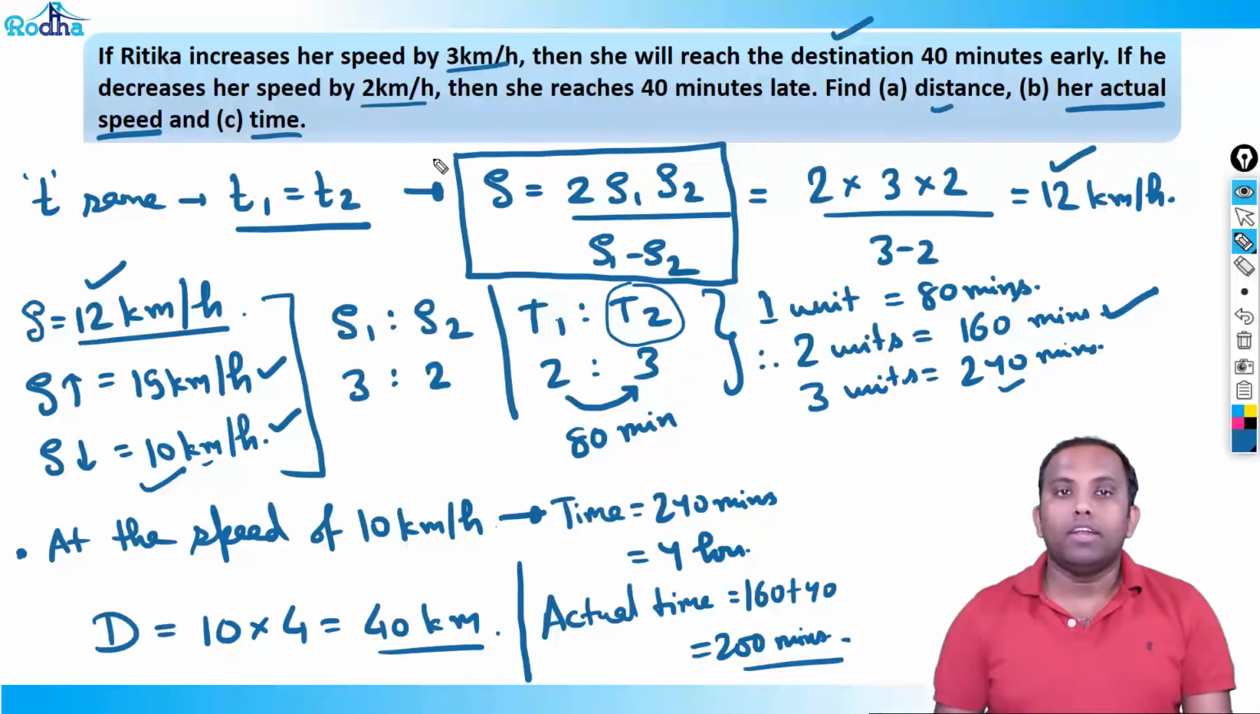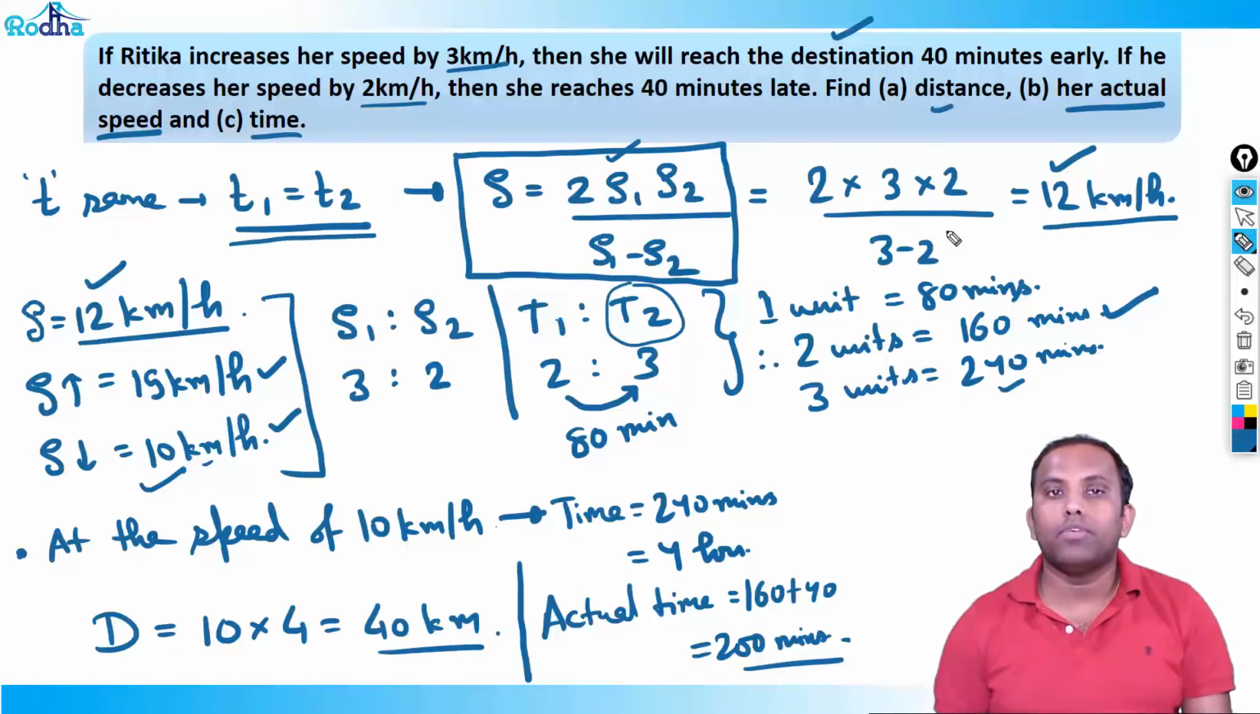I hope it is clear, right? So what we did initially, we calculated speed by the simple funda, because T1 was equal to T2. In the last slide we saw this, we got a speed of 12 km per hour. In the first case, Ritika increased her speed by 3 km per hour. That means her speed became 15, and she reached the destination 40 minutes early. In the second case, she decreased her speed by 2 km per hour. That means her speed became 12 minus 2, 10 km per hour, and she reached 40 minutes late.